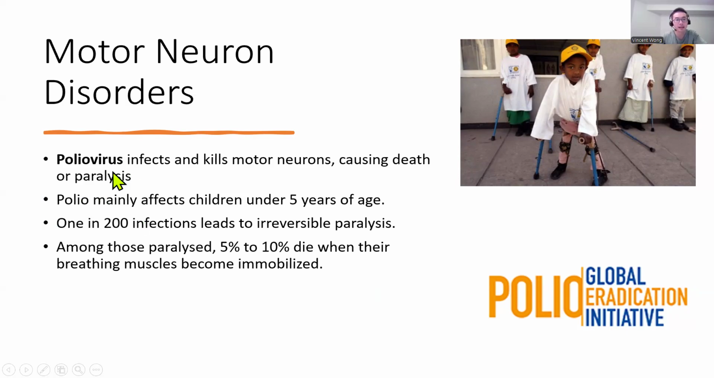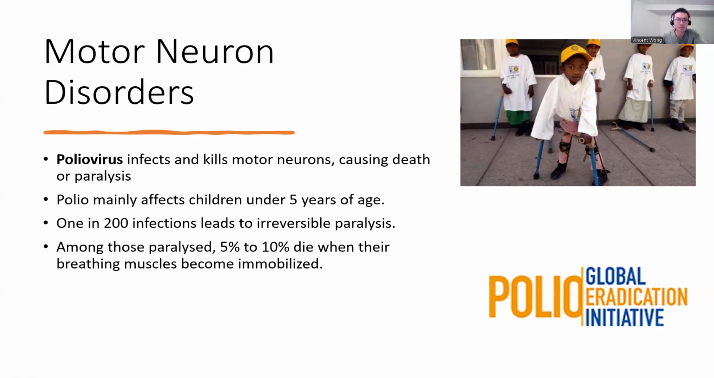Okay? So it mainly affects children under 5 years of age, and 1 in 200 infections can lead to irreversible paralysis. Okay, and then again, I already mentioned this point, right? Like 5 to 10% died because the breathing muscles become immobilized.